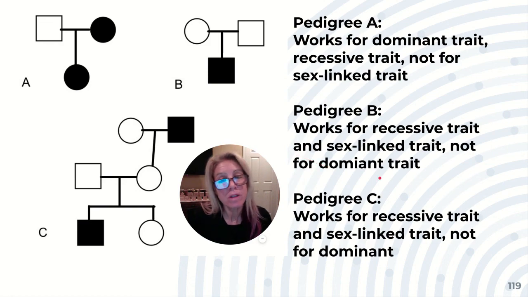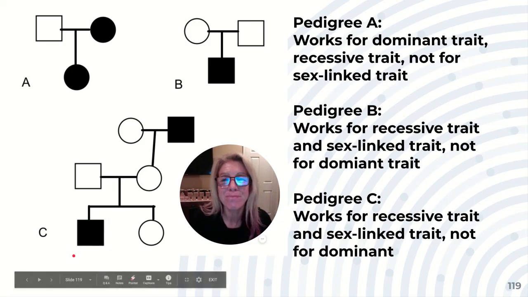It does not work for a dominant trait. Do you remember why? Because you cannot mask a dominant trait. One of the parents would have to have it. Okay, and that same thing works out here for C, for all the same reasons that I explained in B.